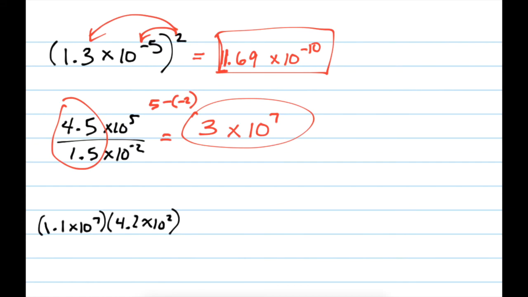Okay, the last one, we can reorder, do 1.1 times 4.2, and 10 to the 7th times 10 squared. 1.1 times 4.2 is 4.62, and 10 to the 7th times 10 squared, we add our exponents and get 10 to the 9th. And that one also is already in scientific notation because it has 1 non-zero digit to the left of the decimal. So we're done.